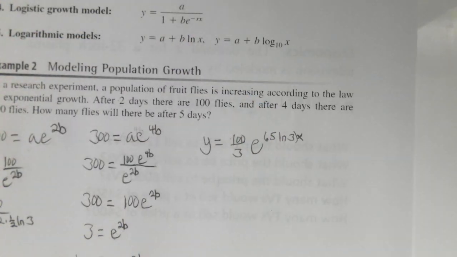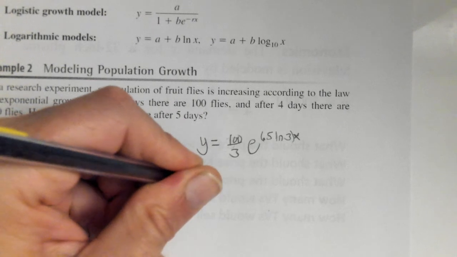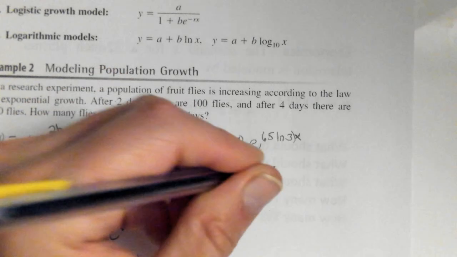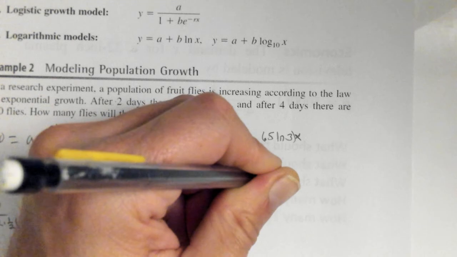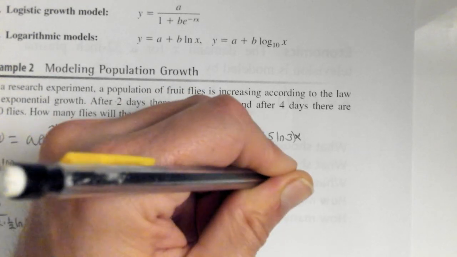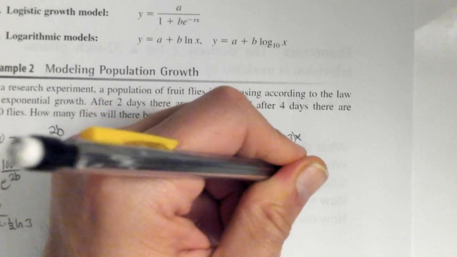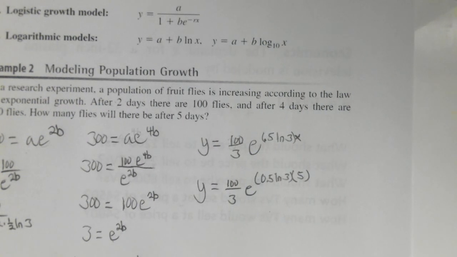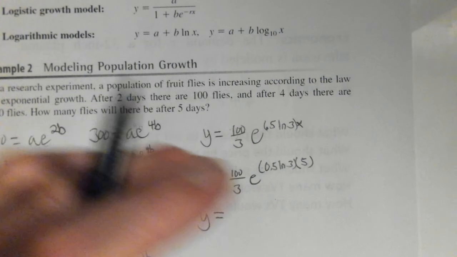And so from here, if I take this now and plug in the correct value for x, which is 5, I'll have y equals 100 over 3 e raised up to the 0.5 natural log of 3 times, and for x this time we want to know how many flies after 5 days. And so if I figure out the value of this, I'll have my answer. And so let's see what it looks like. Y equals, let's plug it in.